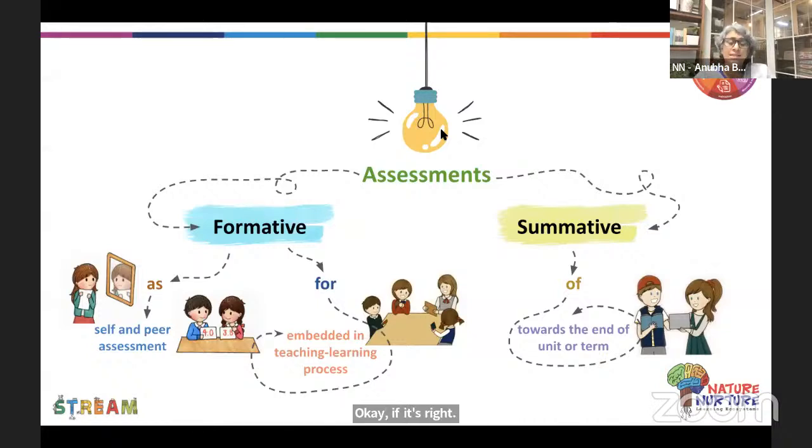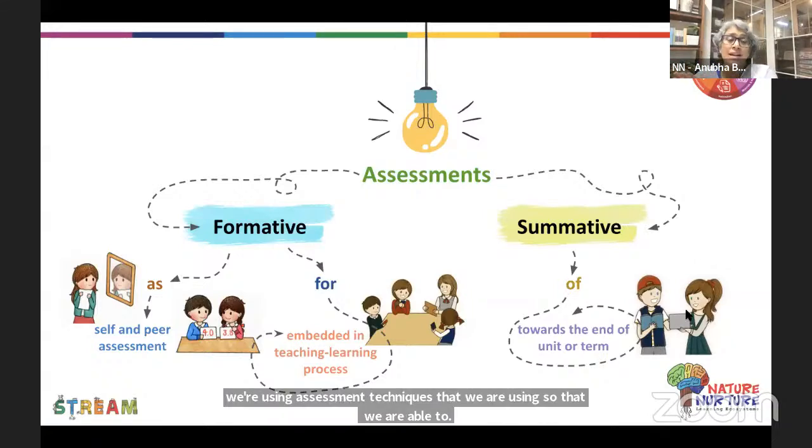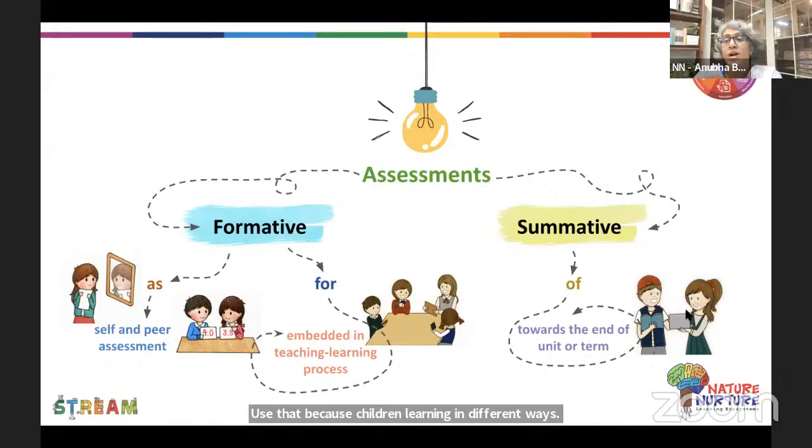Two. And then when we look at the formative assessments, right, can we break them down into two categories further? Which are they? The two different types of formative assessments. So we can say that formative assessment can be broken down into assessment as learning, which includes the self-assessment and peer assessment. And the other one is assessment for learning, which is embedded within the teaching learning process and is used to make changes to adapt your teaching practices so that the children's needs are met. Right? And can we also say that there are various kinds of formative assessment techniques that we're using, because children demonstrate their learning in different ways, right? And what about summative assessments?